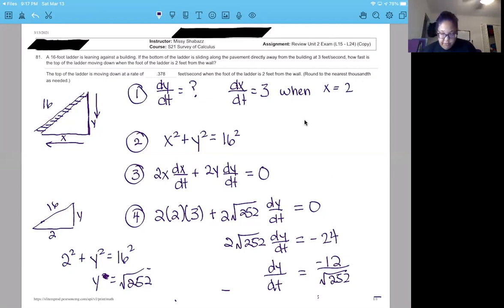Square root of 252, good. 4 times 3, which is, there we go. 4 times 3 is 12. So that would make this 6. All right, so 6 divided by the square root of 252. And that gives me approximately negative 0.378.